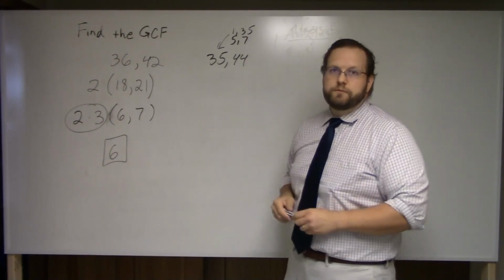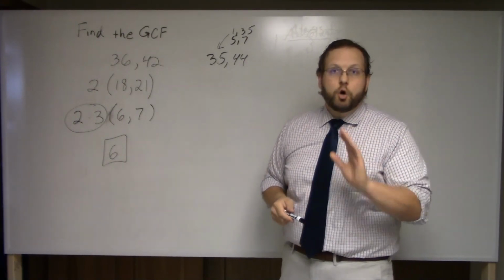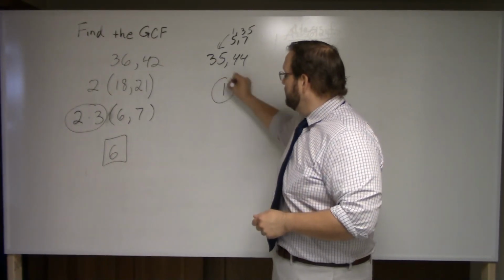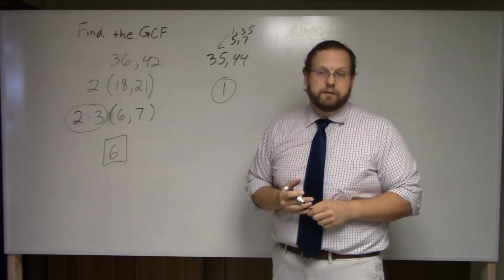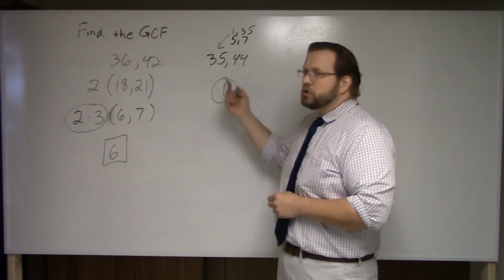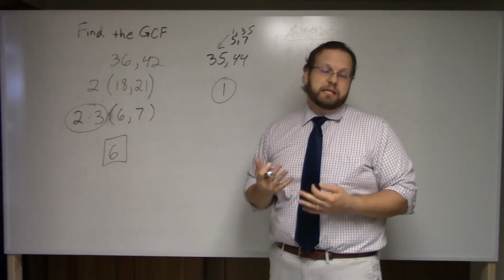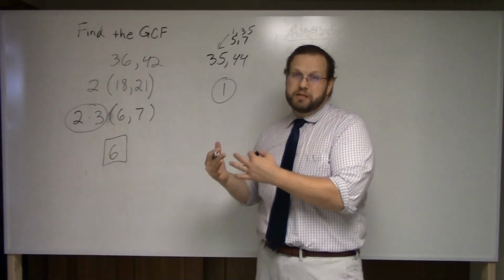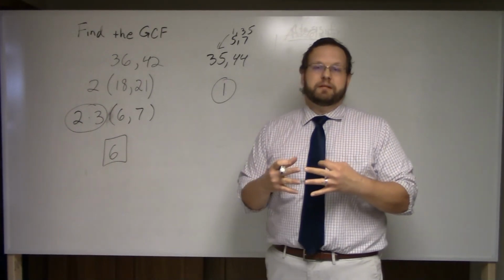Do any of those go into 44? The only thing that will always go into everything is 1. There's your GCF. Okay? We would sometimes call these numbers relatively prime because they have no common factor besides a 1. Okay, they're not prime numbers in and of themselves, but they're relatively prime to one another.